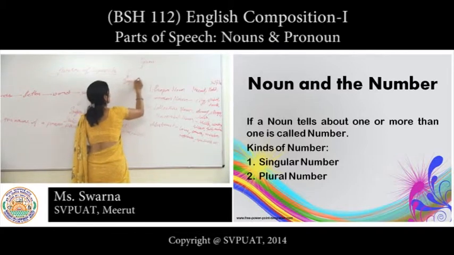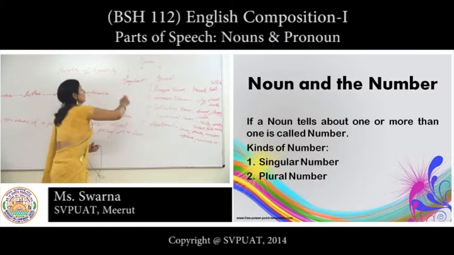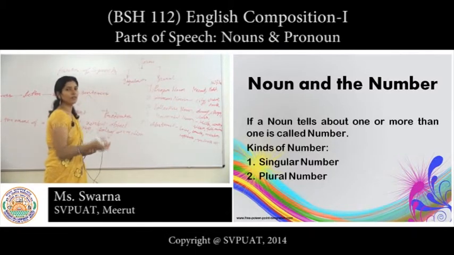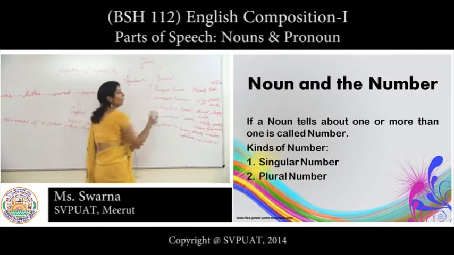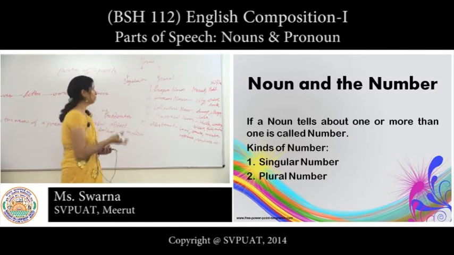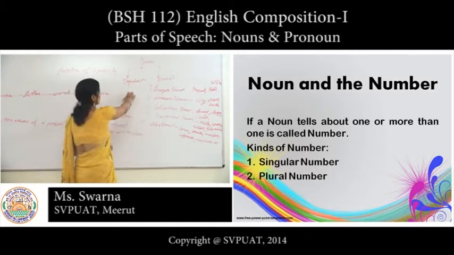in singular number, second in plural number. Singular means one thing, one person, one place, and plural means many, more than one person, place or thing. So noun is 2 in number.